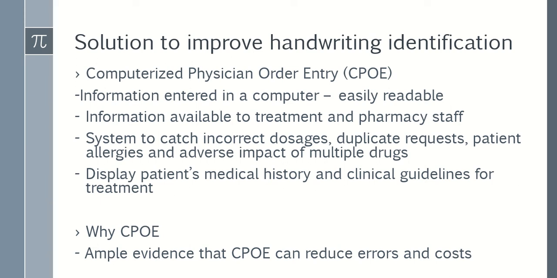The system would also allow the staff to catch incorrect dosages, to avoid duplicating requests. The system would take into account patients' allergies and any adverse impact that multiple drugs can have on the patient's health. Important as well is that the system CPOE would allow to display patients' medical history and clinical guidelines for treatment. Why do we think CPOE is important? There's been ample evidence that CPOE works and that it can reduce errors and costs.